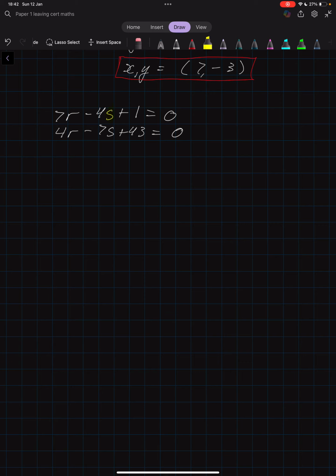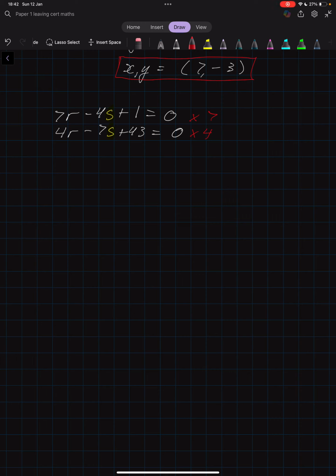So I want to know what is the smallest number, what is the lowest common multiple of 4 and 7? The answer is 28. So I'm going to multiply the top equation by 7 and the bottom equation by 4. Okay, so this equation holds. So the left-hand side of both equations are just 0. And therefore, if I multiply them by 7 and 4 respectively, I still get 0. So I'm completely within my right to do this.